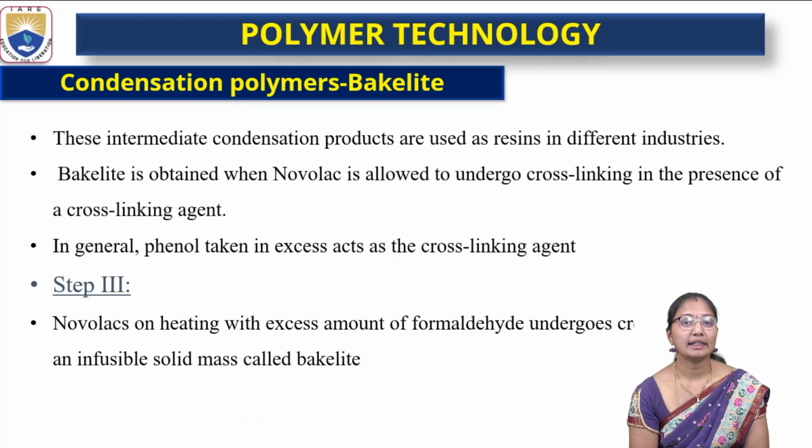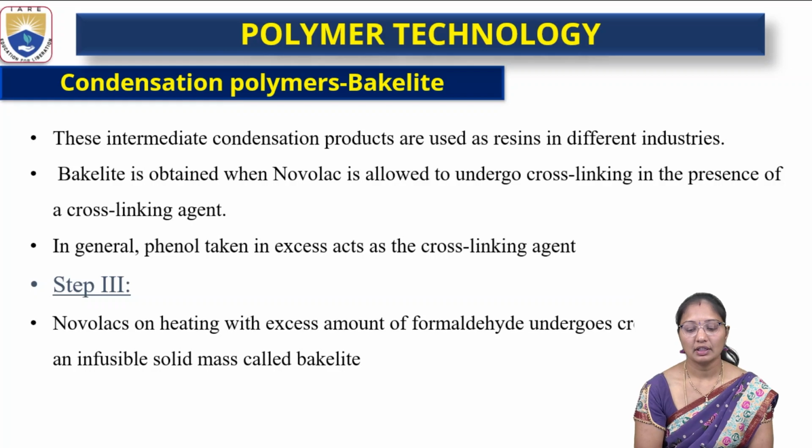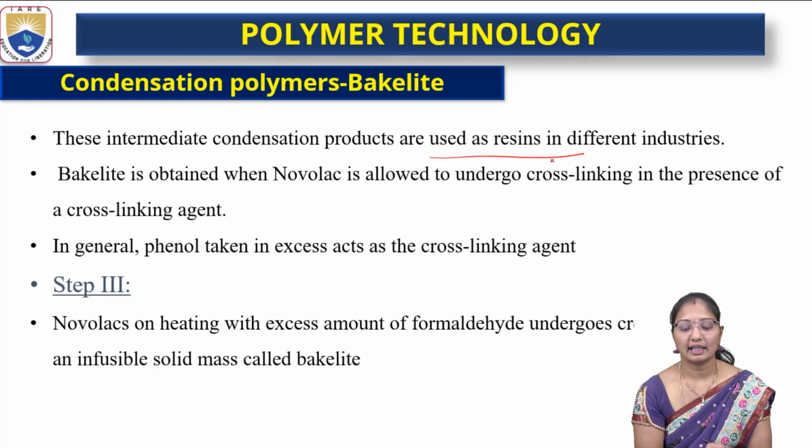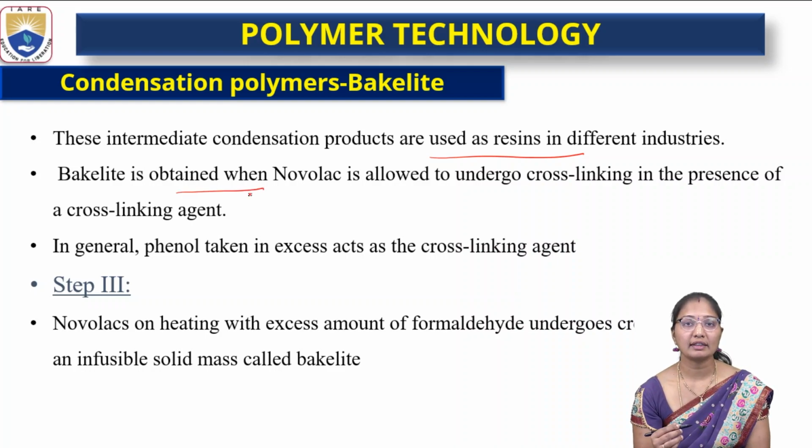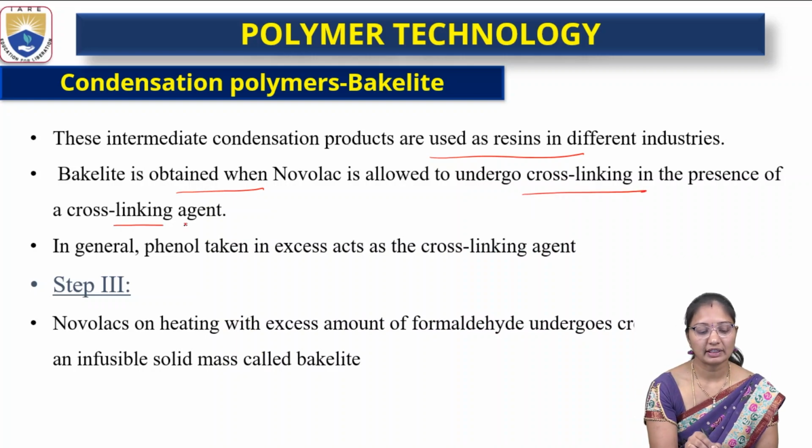So these are the intermediate condensation products. They are used as resins in different industries. The intermediate compounds thus formed, resol and Novolac, have varied applications. Bakelite is obtained when the Novolac is allowed to form cross-links in the presence of a cross-linking agent.